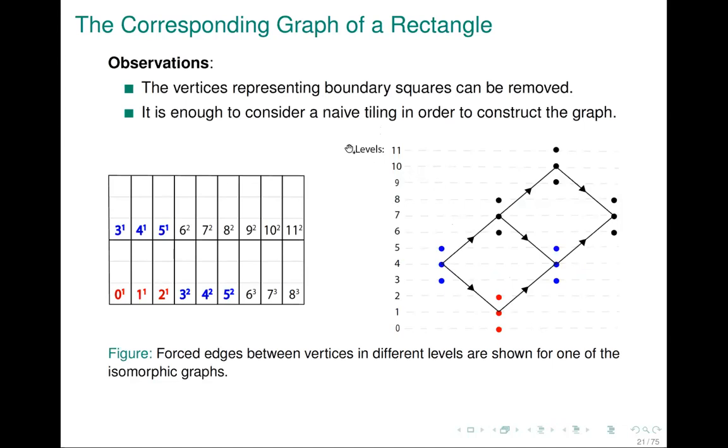Before we talk about the bijections between tilings and acyclic orientations of a graph, maybe it's interesting to see what this partially oriented graph looks like for a rectangle. To construct this graph, it's sufficient to consider a naive tiling, because from the work of Sheffield, all these properties are fixed for all tilings. So we only consider a naive one, and from here we can construct this graph in this way.